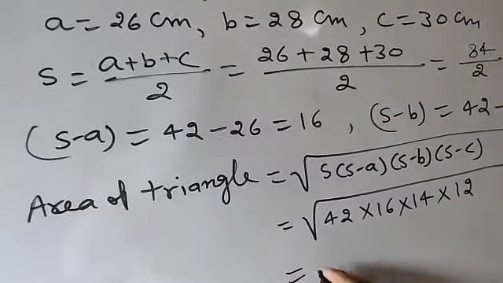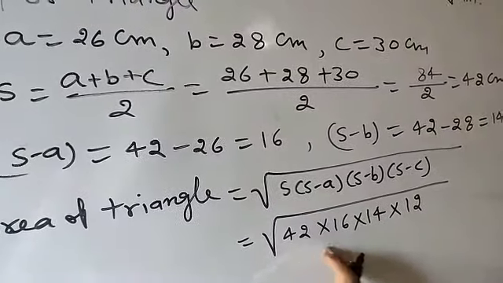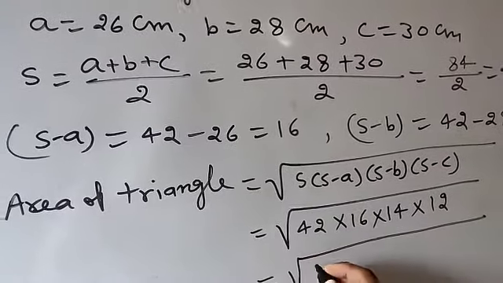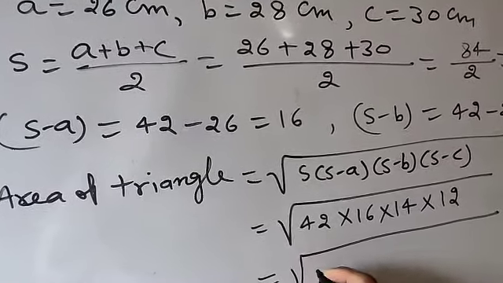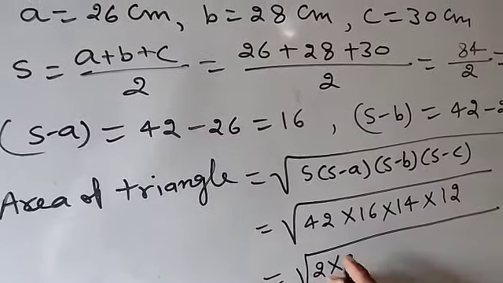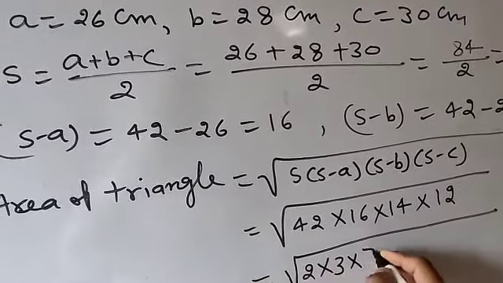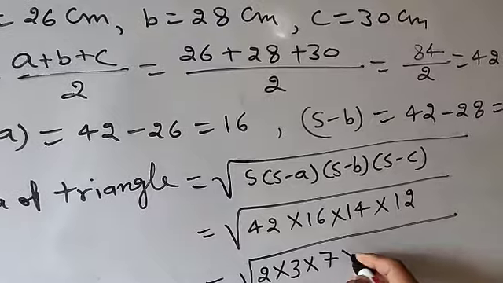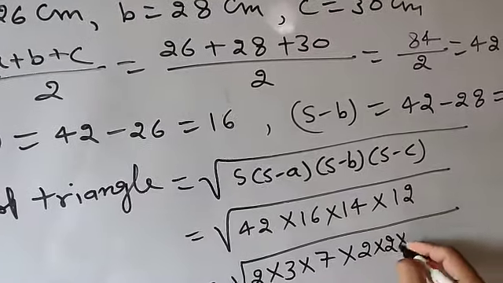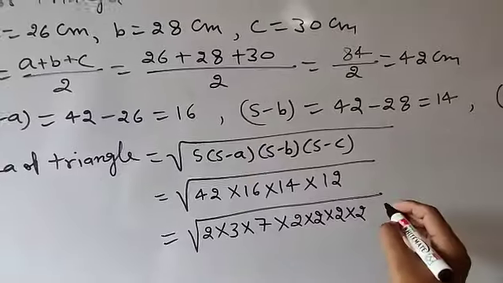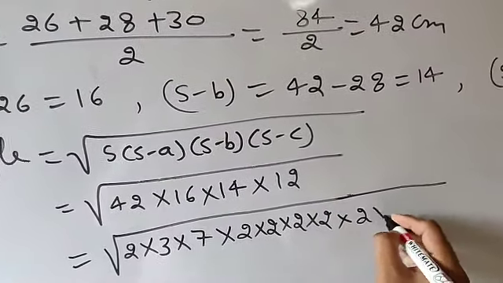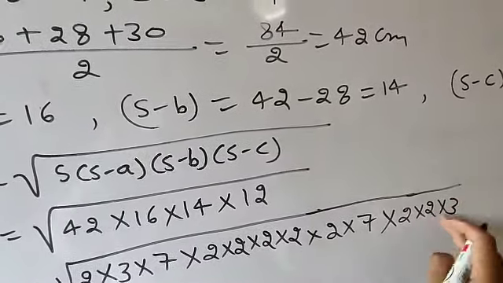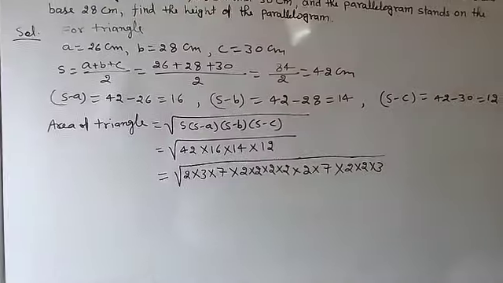So students, if you are going to find the square root of this, it's better to make pairs of the numbers by writing the factors of each number. Like 42 can be written as 2 into 3 into 7. Now 16 is 2 into 2 into 2 into 2. Now 14 factors will be 2 into 7. 12 can be written as 2 into 2 into 3. So here I have written the factors of all the numbers.